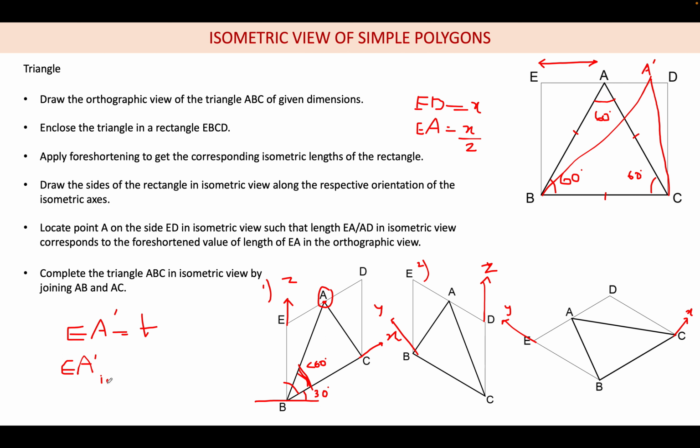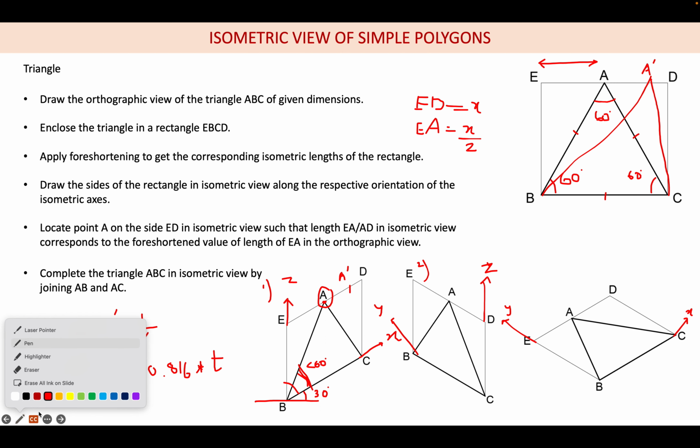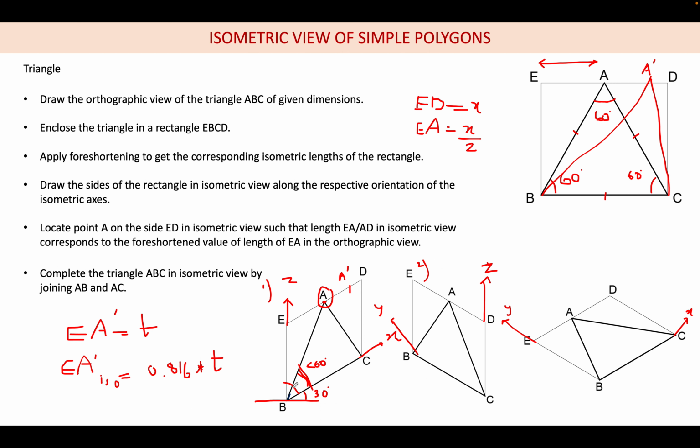So ISO will be equal to 0.816 into T. Again I am telling you, if you are following this foreshortening, then you have to do these things. Otherwise, if you are not following the foreshortening, then you can avoid this 0.816. If you are drawing the value of ED as the true length itself, then EA also you can locate it. So let us say after calculating this, I am locating the point A dash here. Then I will take a new color. I can connect the triangle like this. So that will give my isometric. So that is it as far as the triangle is concerned.